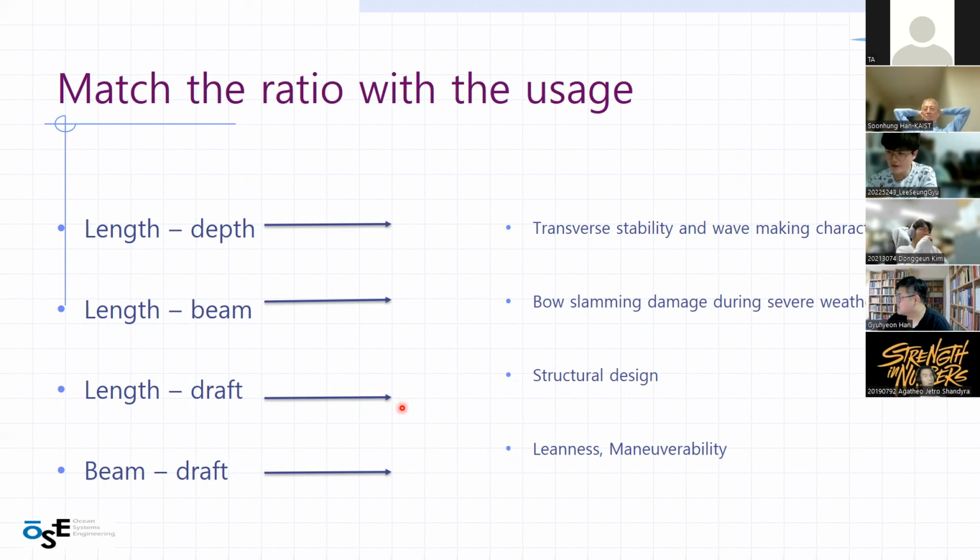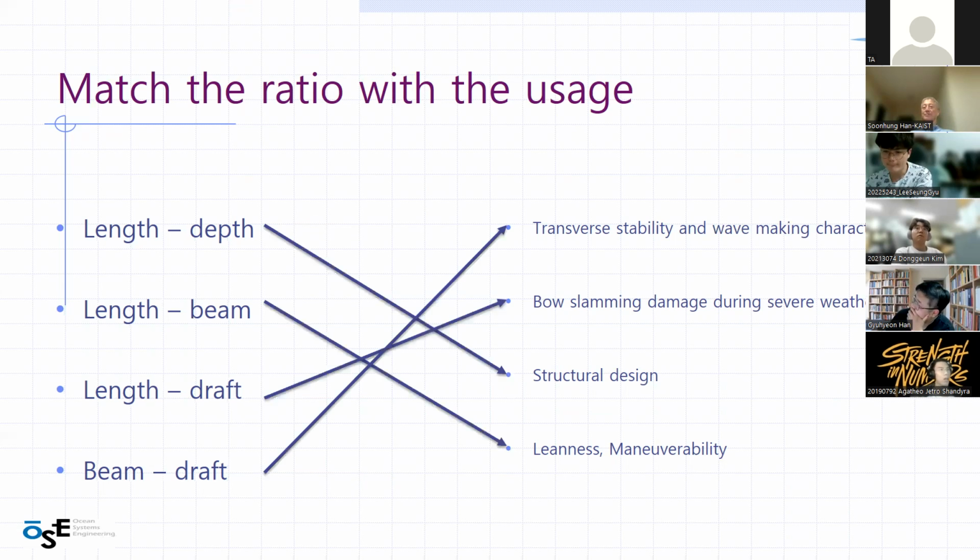length draft is slamming damage during severe water. Last one is beam draft. That has to connect to transverse stability and wave making characteristic.